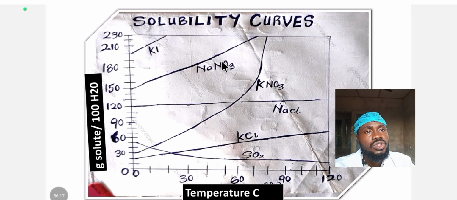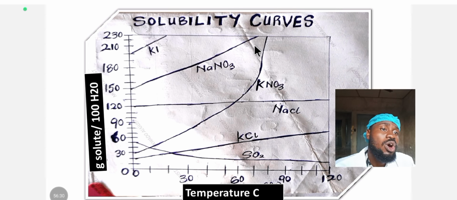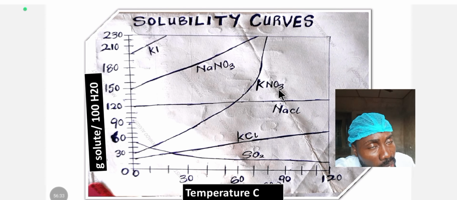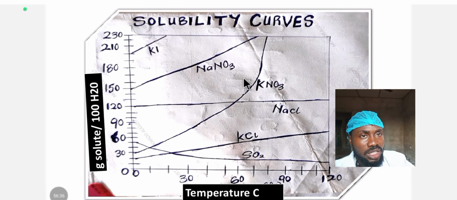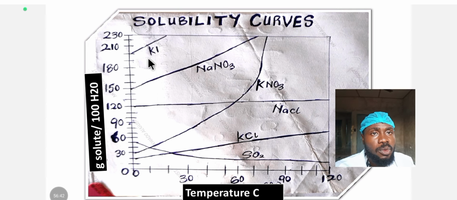For example, let's say this potassium nitrate, this one now, it has a point here. Let's say this is the point. That point is what? Saturated. Then above the point is what? The supersaturated. Then below the point is what? The unsaturated. So for this graph, all these places that have the chemical formula of the salts, here is the point, here is the point. So above, below, on the point, you know what should be there.